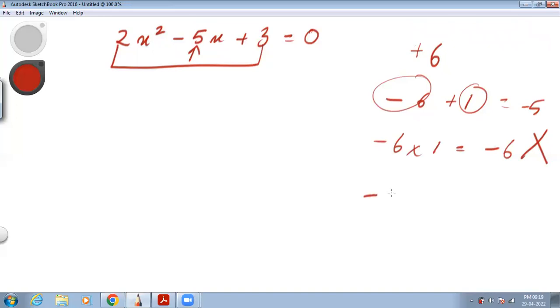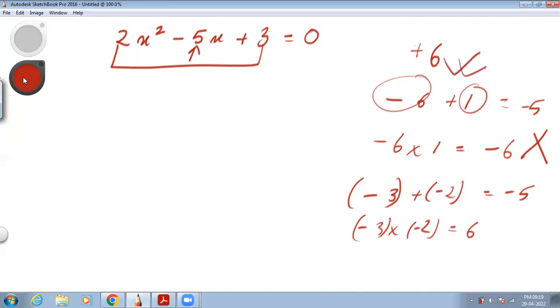Yes, there is. We can say minus 3 plus minus 2. Minus 3 plus minus 2 is minus 5. All right. And minus 3 into minus 2 is equal to 6. This matches. So therefore, this is our perfect split. So how do we do it now?